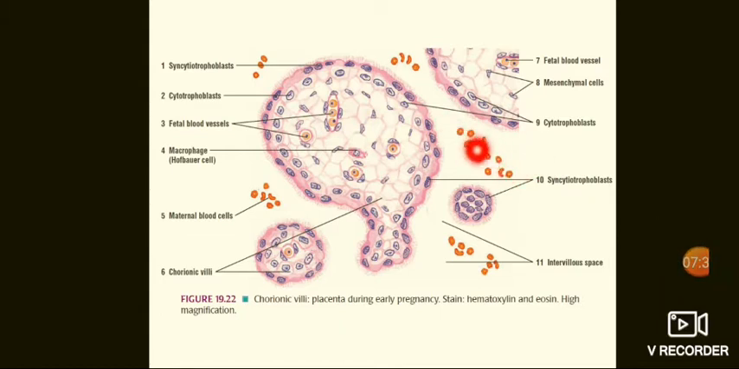This is the intervillous space in which the maternal blood is filled. The maternal blood has non-nucleated RBCs which have biconcave disc shape. So we can differentiate between the fetal blood and the maternal blood at this stage, because the fetal blood have nucleated erythroblast, while the maternal blood has non-nucleated RBCs.